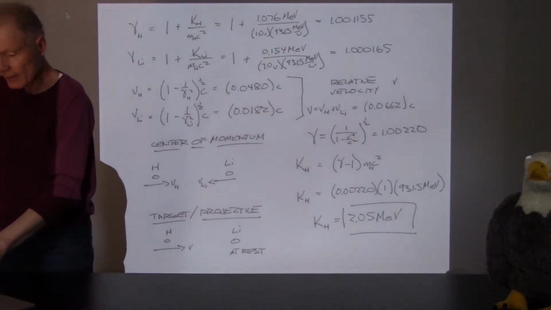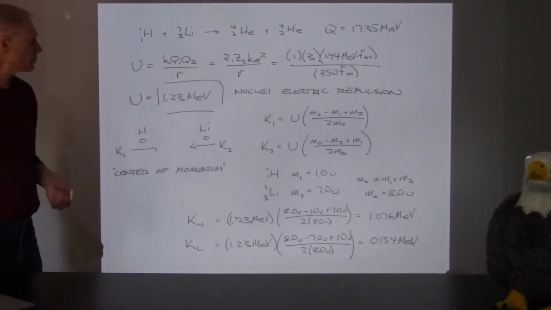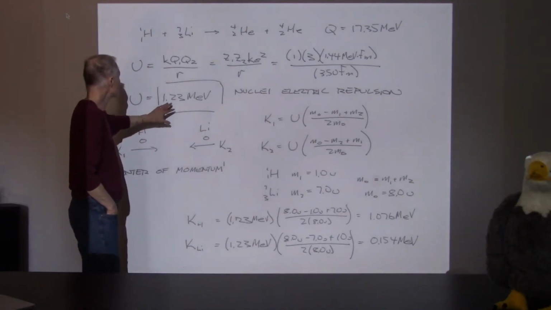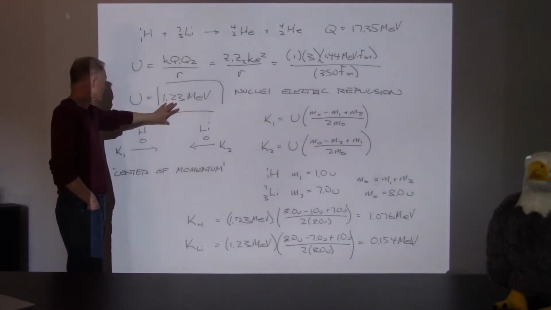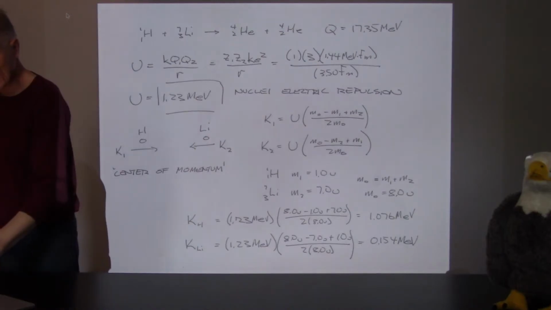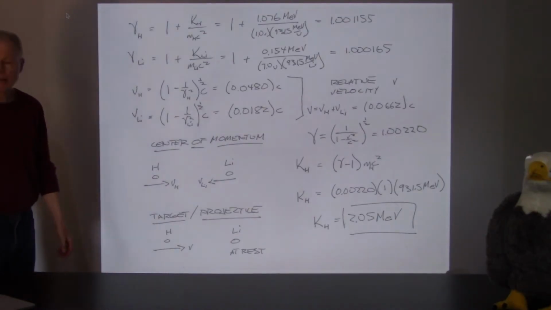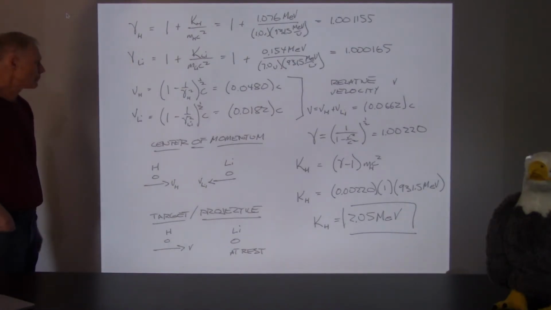So you can see that the target approach is more realistic. But in order to get this reaction to set off using the target, kinetic energies of 1.23 are not going to be enough. We're going to have to go quite a bit higher. We're going to have the proton, or the hydrogen, coming in with a kinetic energy of 2.05 MeV.